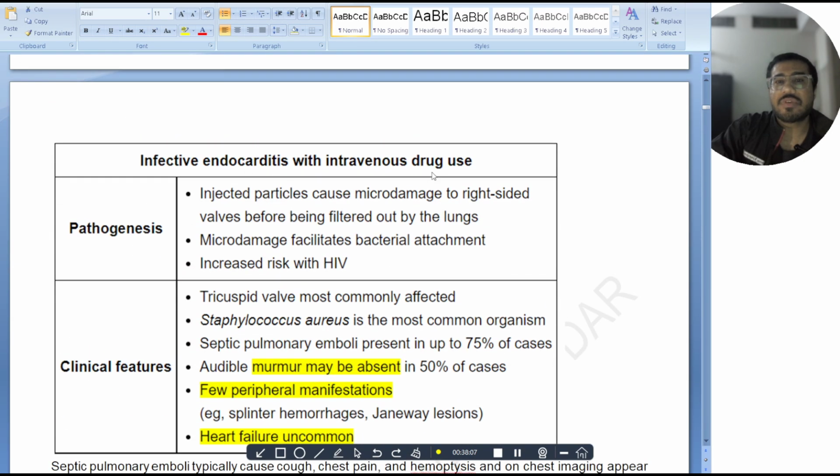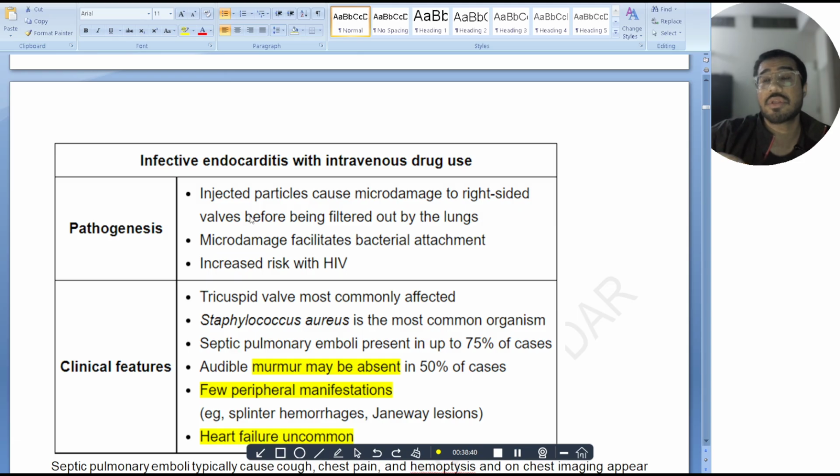Infective endocarditis with IV drug use. So what happens with IV drug use? The organisms are going to be introduced to the right side of the heart first, because drug users inject in the veins, they don't inject in the arteries. So the veins lead to the right side of the heart, and the right side of the heart is going to get damaged by the injected particles. Then they move to the lungs, which filter out all the particles, and they are not able to make it to the left side of the heart.